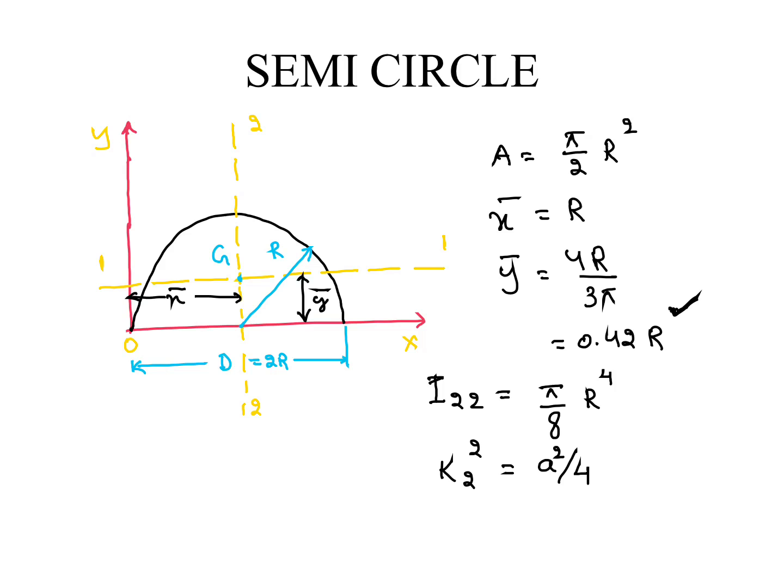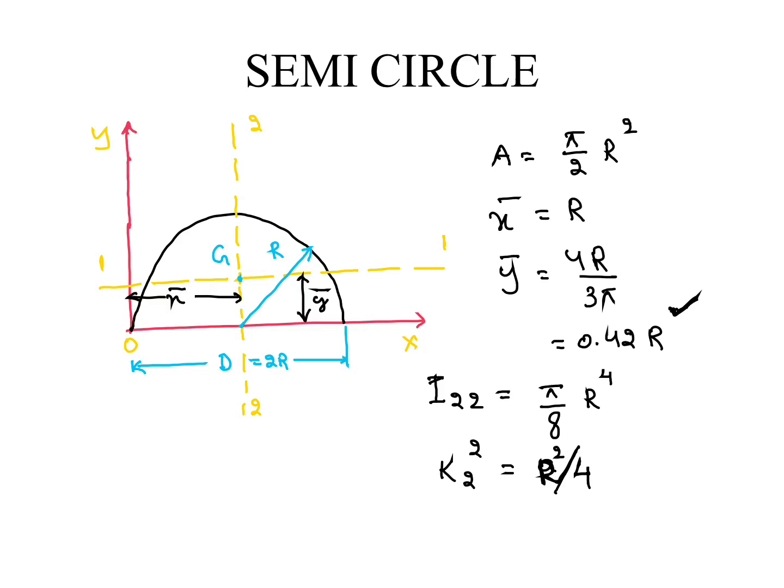Then I22, I11 they won't ask you, I22 you just remember pi by 8 r to the power 4. k2 square also not that much important. Radius of gyration square equal to r square by 4.